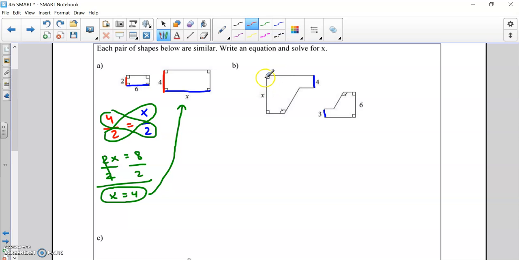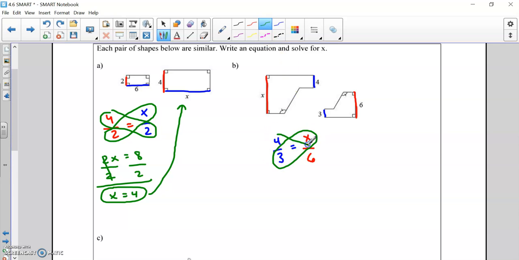And then the x will go with the 6. All right, so let's go ahead and set up our ratios. We have 4 over 3 for the first one, and then the second one will be x over 6. Again, notice my consistency.